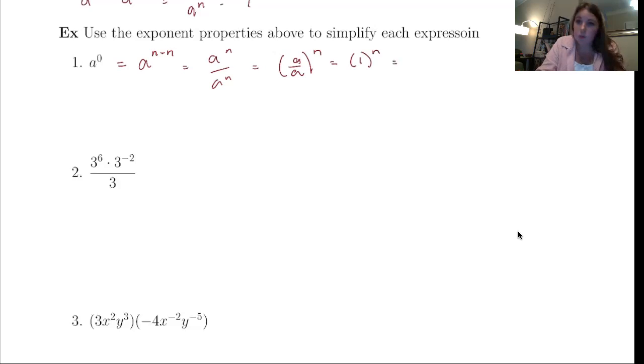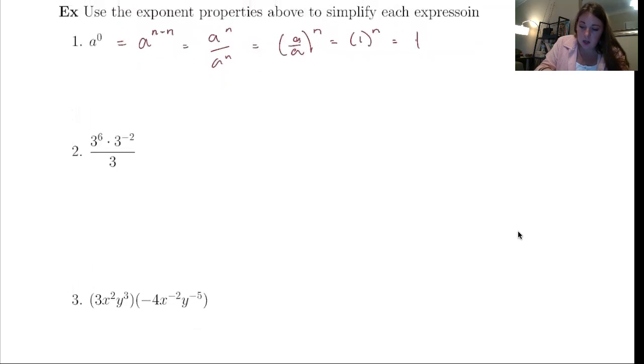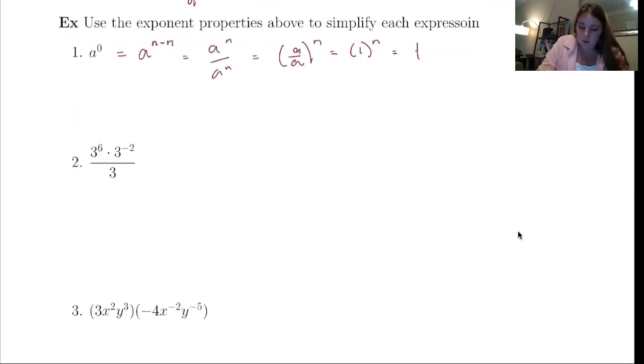1 times 1 times 1 times 1, except if n is infinity. I wrote that in my college essay. I didn't get accepted into that college. And so that's another way that we can think about a to the 0. I just added the extra step from here to here out of these middle 2 steps. Okay. So now let's do number 3.